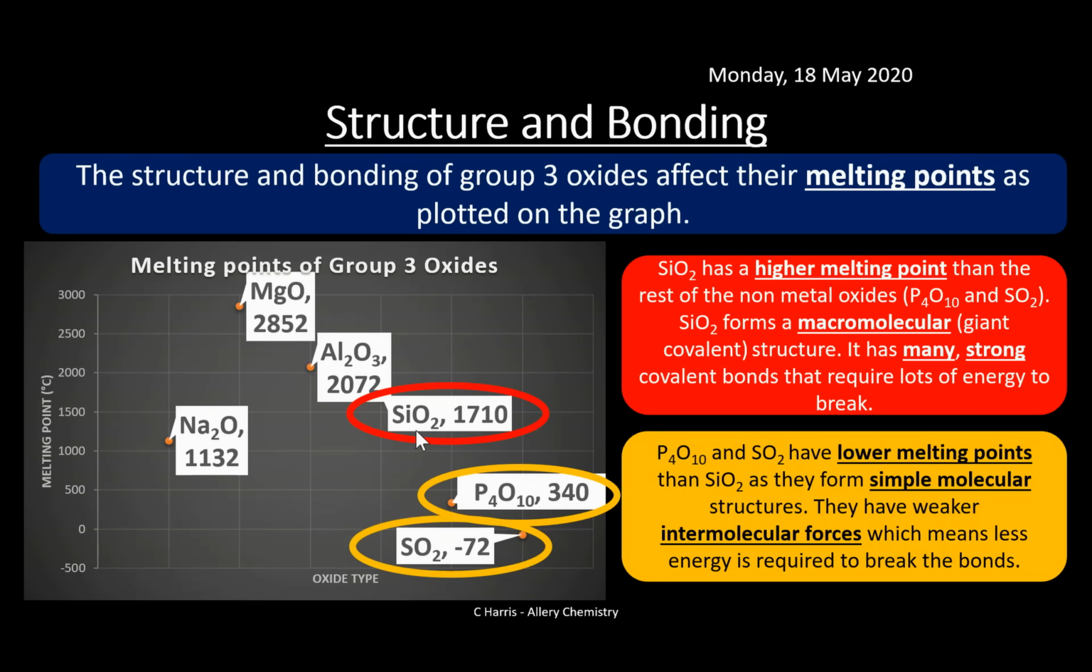so remember, not looking at the sulfur trioxide example here, just the dioxide, and they form simple molecular structures. They don't have this giant covalent structure or macromolecular structure that we've seen before, and as a consequence, the only thing which holds these molecules together are weak intermolecular forces, and because they're weak intermolecular forces, it means that less energy is actually required to break these bonds in comparison to your macromolecular structure of silicon dioxide. Okay.